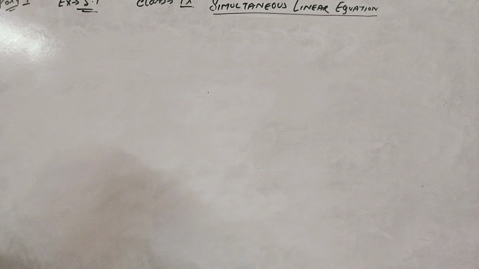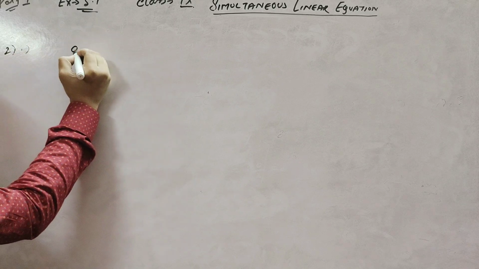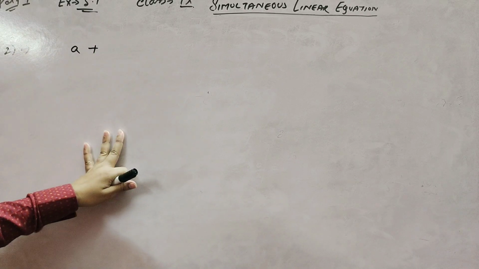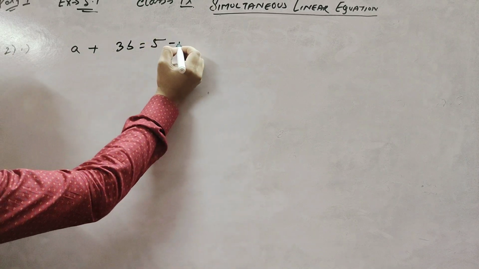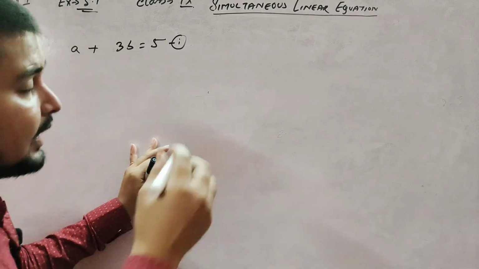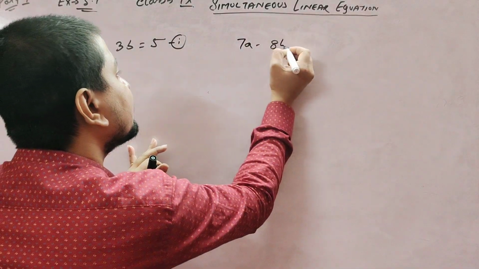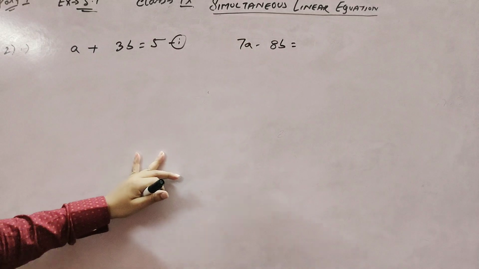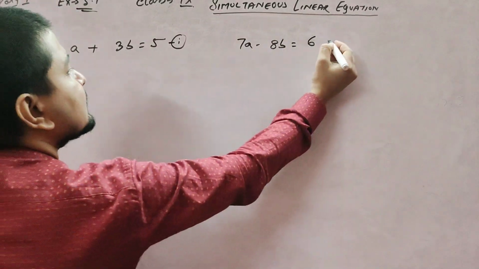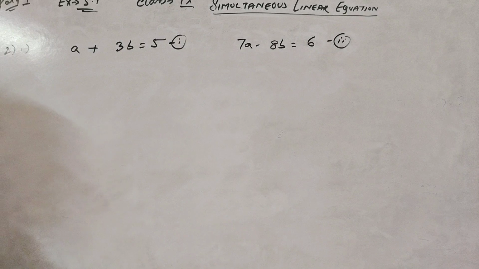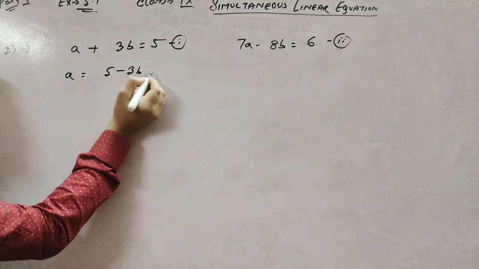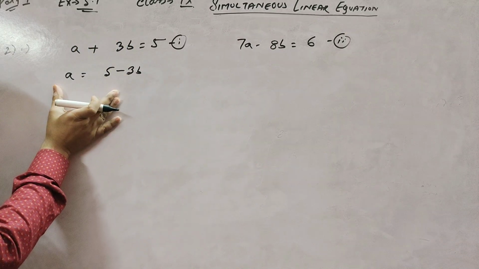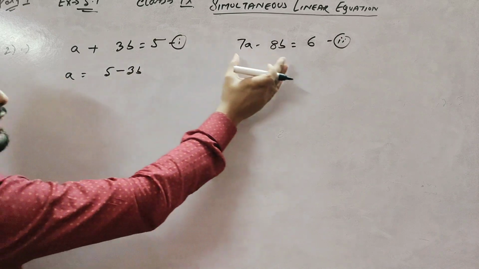Question number 1, that is a plus 3b equals 5. This is our equation 1, and 7a minus 8b equals 6. This is our equation 2. So what we learned in the previous question, just find the value of a. The value of a equals 5, this plus 3b going this side, that is minus 3b. This is the value of a. After getting the value of a, we just put the value of a in equation 2.